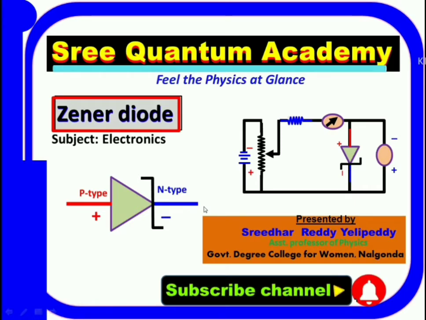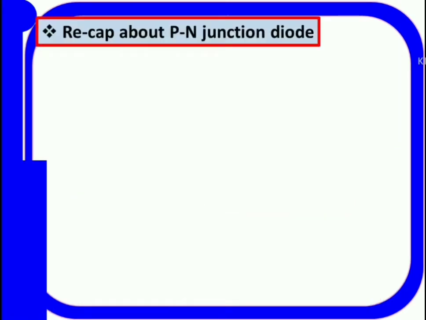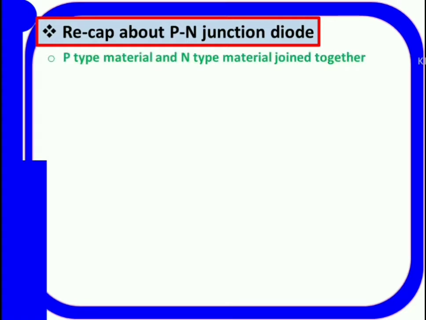Before explaining the Zener diode, first let us recap the knowledge about the PN junction diode. From my previous videos, you have a clear idea about what a PN junction diode is, how to bias it in forward bias and reverse bias, and what the characteristic curves of forward and reverse biases are. Let us recap the key points of the PN junction diode again.